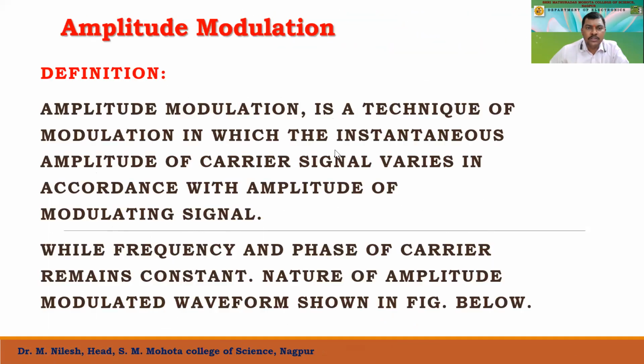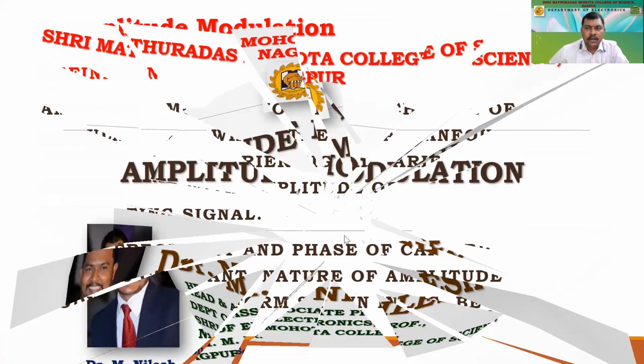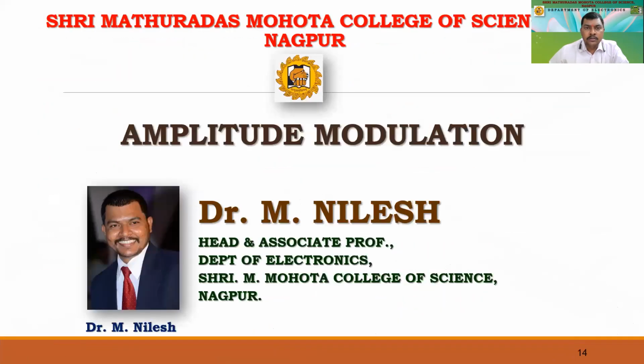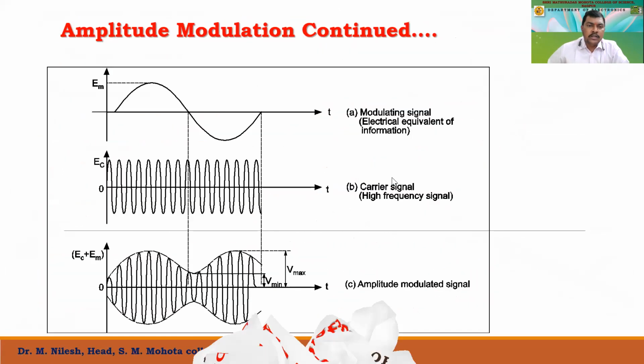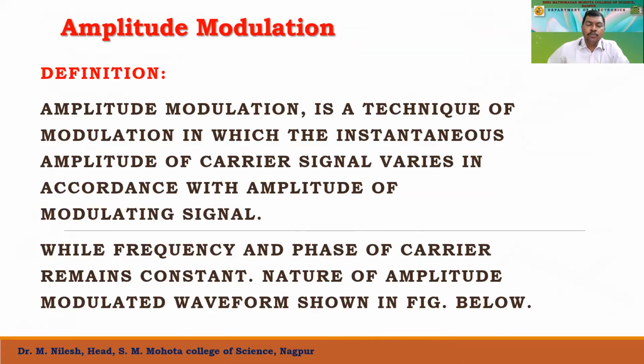I guess you have understood this, and what the modulation index is required for, for the carrier wave to transfer the data, right? So this is amplitude modulation. I will repeat the definition: amplitude modulation is a technique of modulation in which the instantaneous amplitude of a carrier signal varies in accordance with the amplitude of the modulating signal, keeping phase and frequency constant, right?